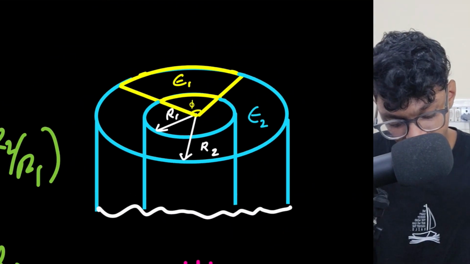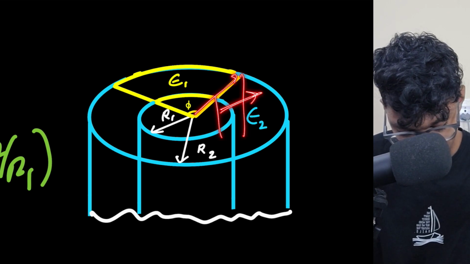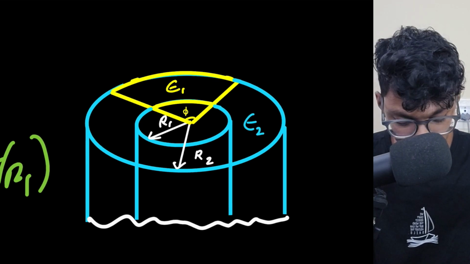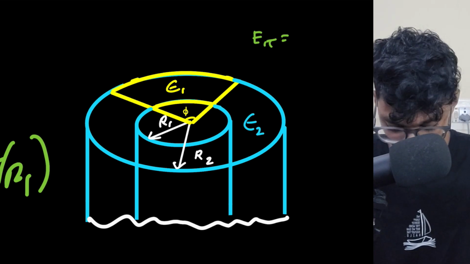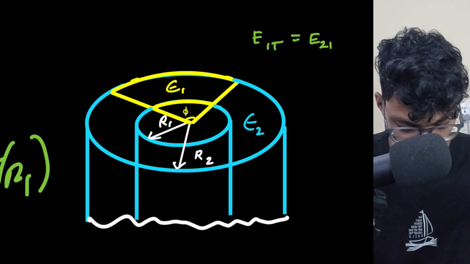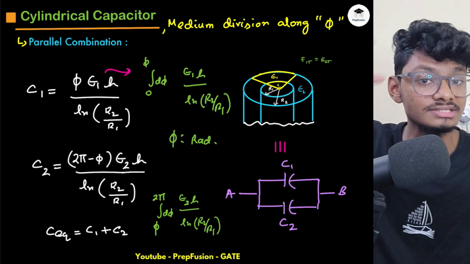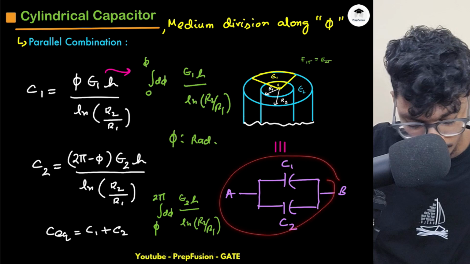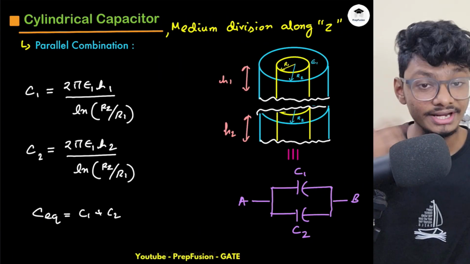And here what I observe is that my electric field is in this direction, right? Electric field is in this direction, and my interfacing medium is tangential to it. So obviously this time I will use the tangential boundary condition, that is E1t equals E2t. As I am using the tangential boundary condition, what does it mean? It means they are in parallel, because whenever the components are tangential, they are in parallel with each other. That's why the equivalent combination will be C1 plus C2. Simple as that.